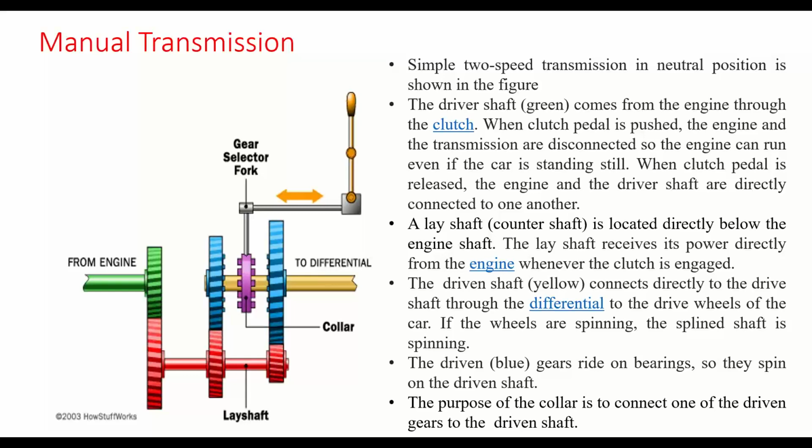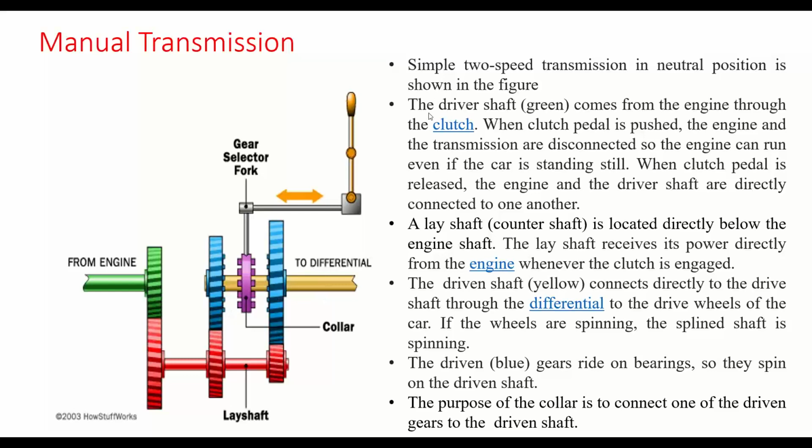Okay, so this is a simple two-speed transmission system, shown in neutral position. Neutral in the sense that even though the engine is running and the clutch is engaged, the shaft is engaged. This is the driver shaft, and this is the driven shaft. The yellow one is the driven shaft, and this is the driver shaft. Even though both of them are coupled with the help of a clutch, here this shaft doesn't rotate. Okay, why, we will discuss.